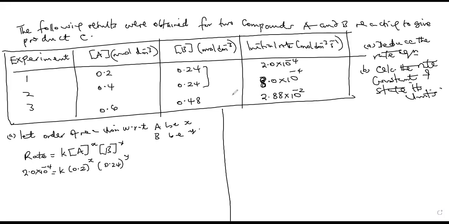Then for experiment 2, we have 8.0 times 10 to the power negative 4 equals k times 0.4 to the power x, times 0.24 to the power y. So here we can easily divide equation one and two. When you divide, the B terms go, and the k's also go.